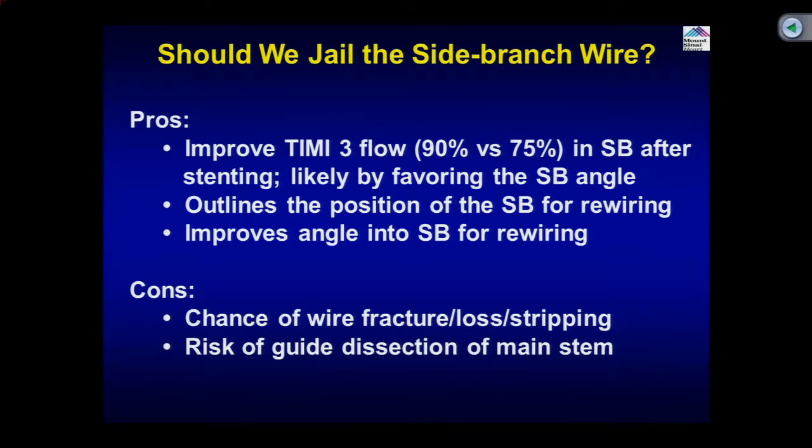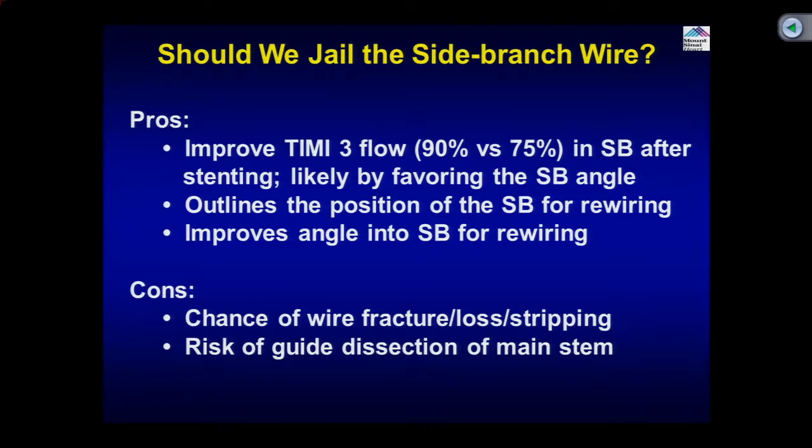There is one study that showed that by leaving the side branch wire, you improve the TIMI 3 flow to 90% from 75% if you don't jail the side branch wire. There are many hypotheses for it. One of them is that you have a foreign body in the side branch, which prevents the snowplow effect, completely occluding the side branch. Second is that it changes the side branch angle, and of course it outlines the position of the side branch for rewiring and so on and so forth.